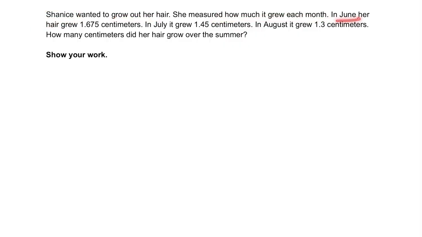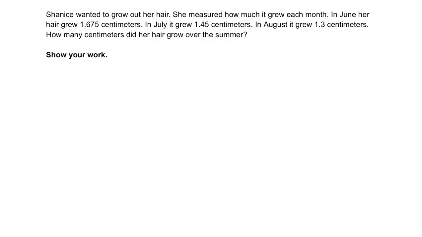In June, her hair grew 1.675 centimeters. In July, it grew 1.45 centimeters. And in August, it grew 1.3 centimeters. The question being asked is, how many centimeters did her hair grow over the summer? And by summer, they mean June, July, and August. So what do you think we have to do here?